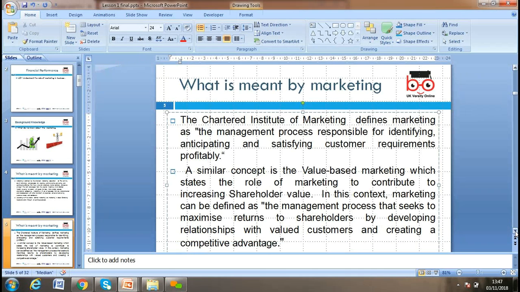There is a similar concept in value-based marketing, which states that the role of marketing is to contribute to increasing shareholder value.